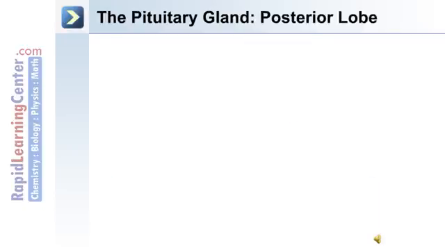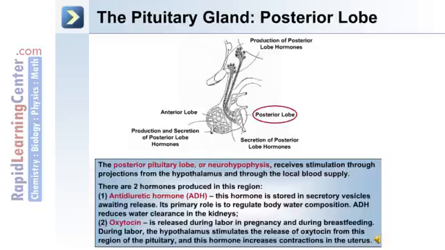Let's begin with the posterior lobe, or the neurohypophysis. The posterior lobe of the pituitary receives stimulation through projections from the hypothalamus and through the local blood supply. There are 2 hormones produced by the posterior lobe, antidiuretic hormone and oxytocin. Antidiuretic hormone, or ADH, is stored in secretory vesicles awaiting release. The primary role of this hormone is to regulate body water composition. ADH reduces water clearance in the kidneys.